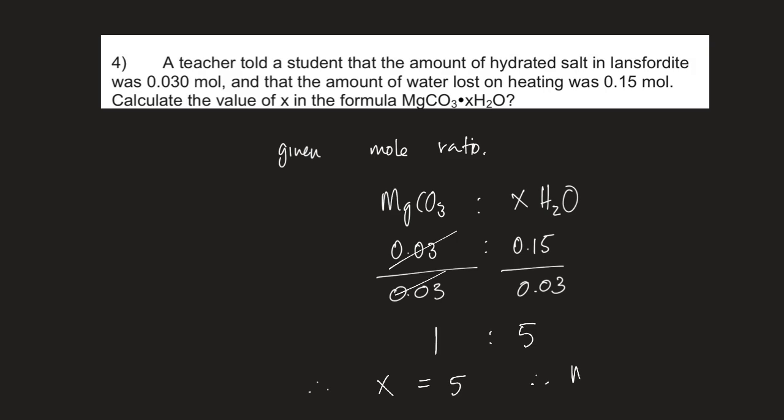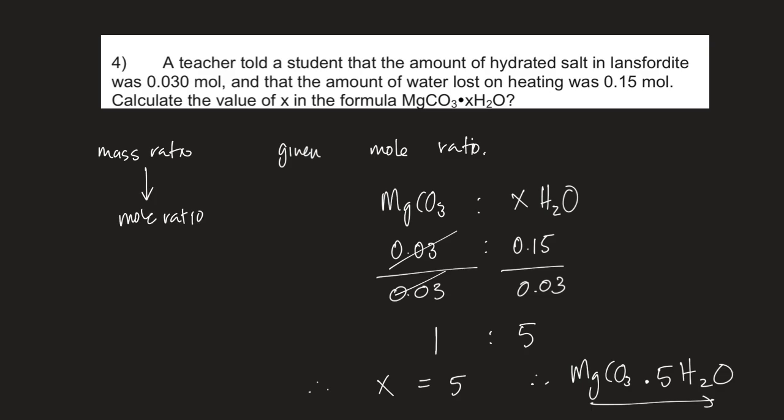So therefore the salt looks like this: MgCO3 times 5H2O. Right. So normally we get the mass ratio, and then from the mass ratio we go into the mole ratio. That's our normal thing. But here you're already given the mole ratio. So all you need to do is work out the simplest whole number ratio, and that should give you your value of X.